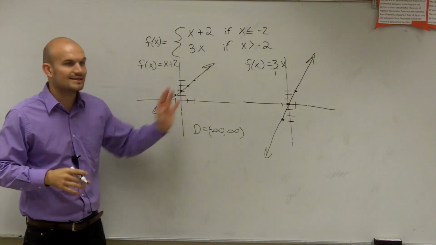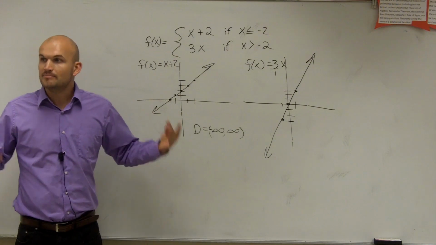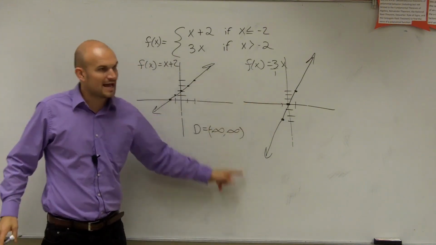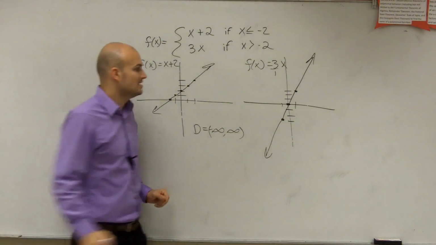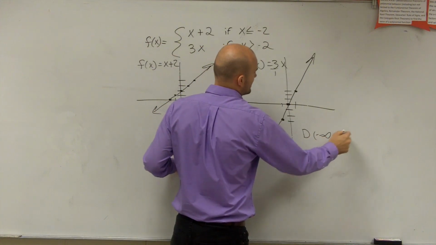All right? So I put the arrows. The arrows represent that these graphs go to infinity, meaning no matter how far I go on this x-axis, I'm going to have an x-coordinate on this graph. So therefore, the domain here is negative infinity to infinity.